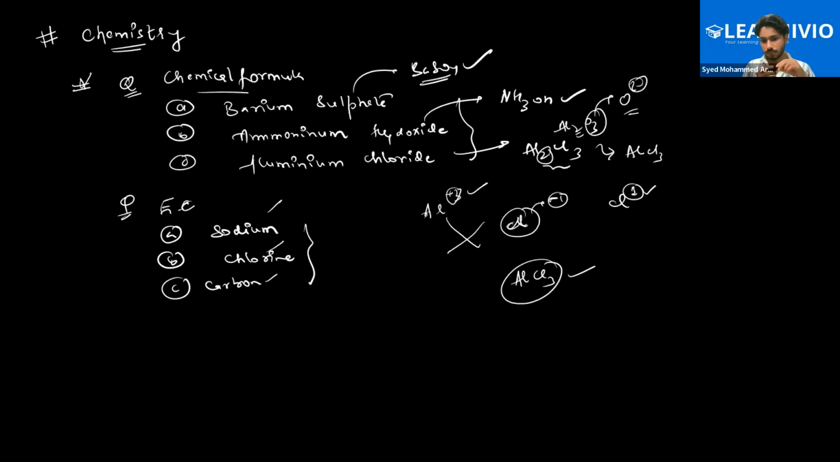So the first one is 2,8,1. True. 2,8,7. Fine. And 2,4. Correct, correct. Fine, very good, that's right.